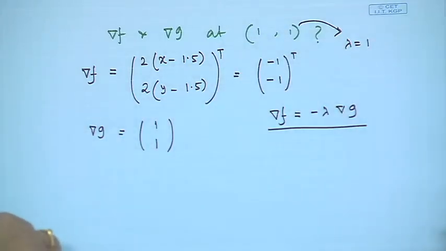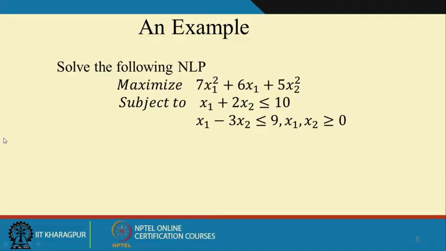Now, I am coming to the next example where we are considering two inequalities together. Maximization of 7x1 square plus 6x1 plus 5x2 square subject to x1 plus 2x2 less than or equal to 10 and x1 minus 3x2 less than or equal to 9. Now, with this one we have to find out the optimal solution using the KKT conditions.